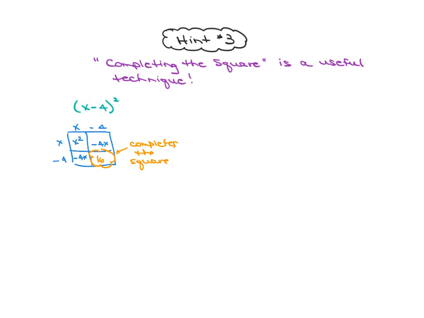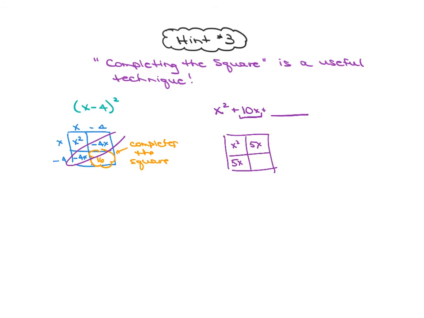Let's say I have x squared plus 10x, and I want to know what number would I need there to complete the square. And here I'm going to draw again an area model. I have my x squared. I need to take 10x and split it in half. I'll put 5x here and 5x here.